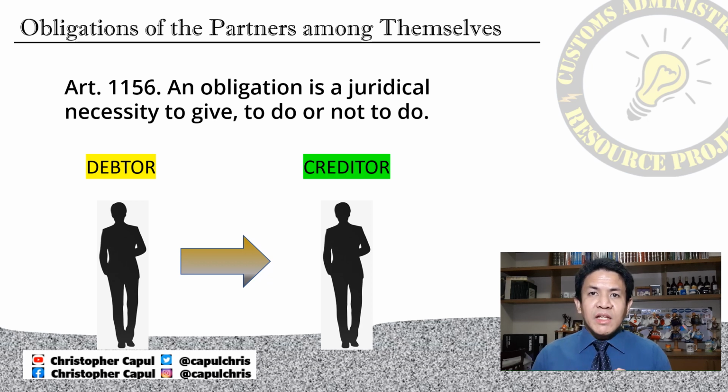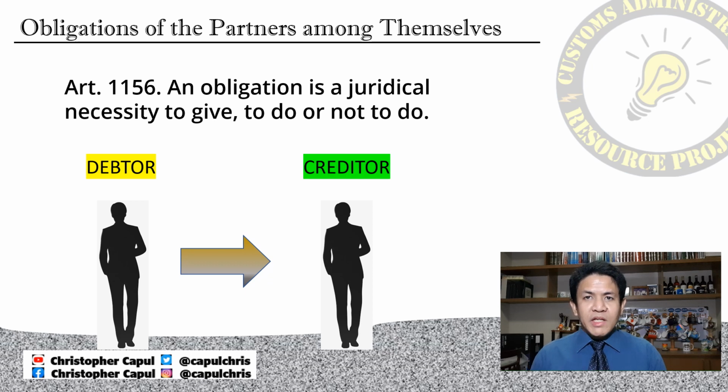Obligation is defined in your Civil Code, specifically in Article 1156, which defines an obligation as a juridical necessity to give, to do, or not to do. Okay? So when you talk about an obligation, basically there are two general parties involved. You call the first party the debtor, and the other party the creditor. Specifically, the debtor is the person who must give, do, or not do the obligation.